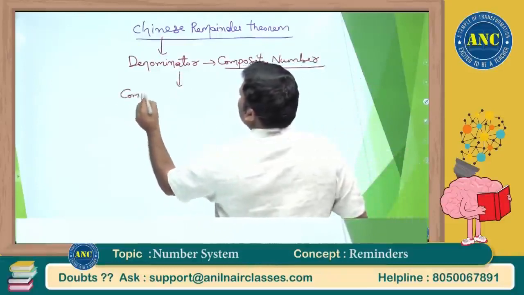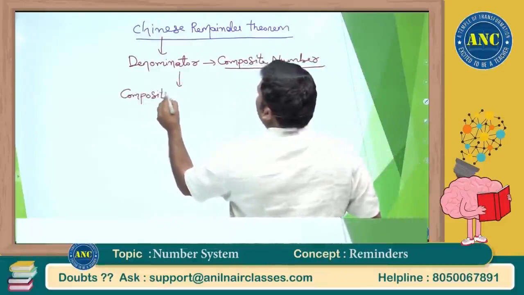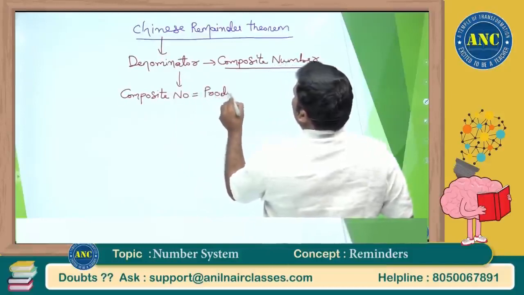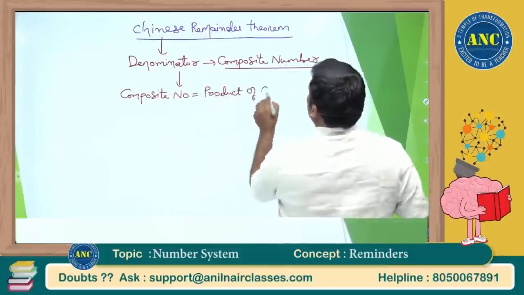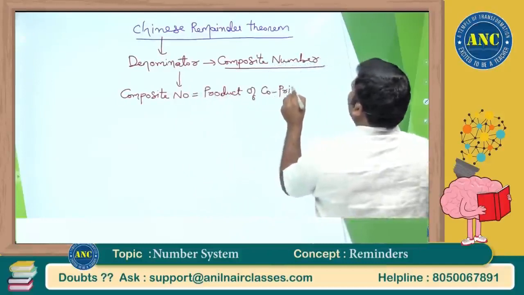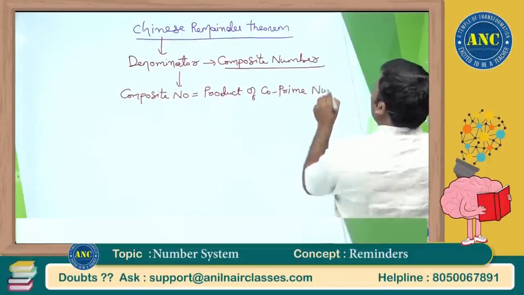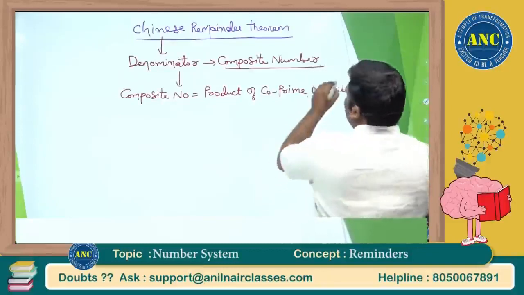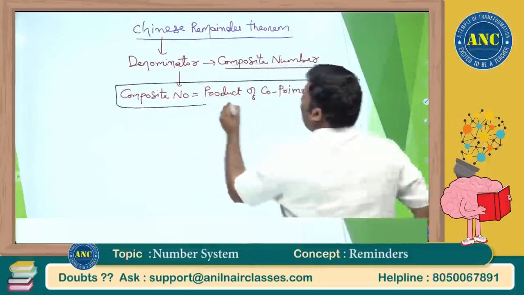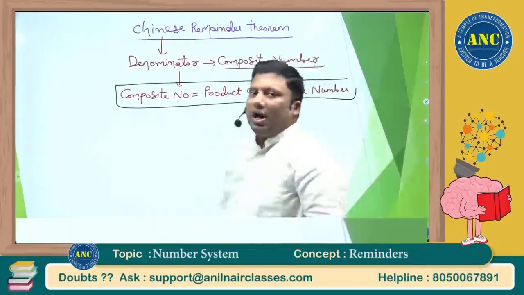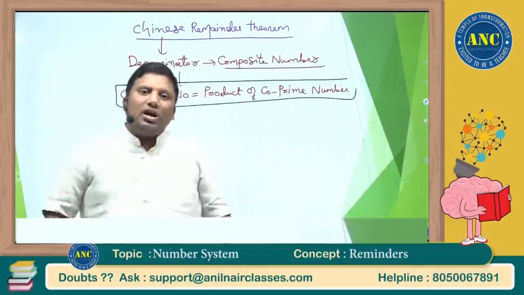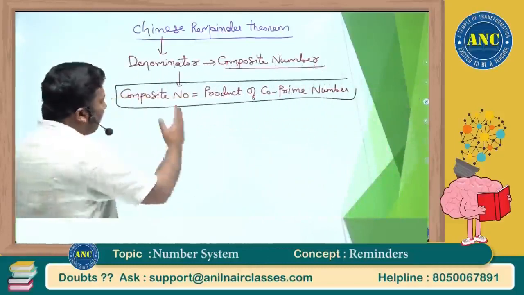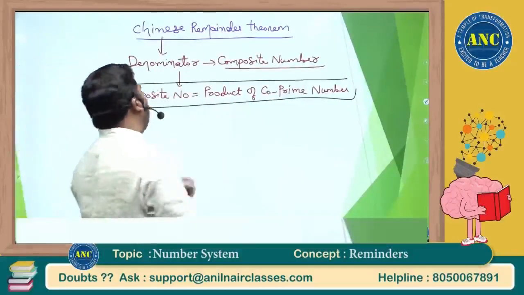Write the composite number as a product of coprime numbers. If the denominator is a composite number, Chinese remainder theorem states, write the number as a product of coprime numbers. If you can write a composite number as a product of coprime numbers, then this method is the efficient method.